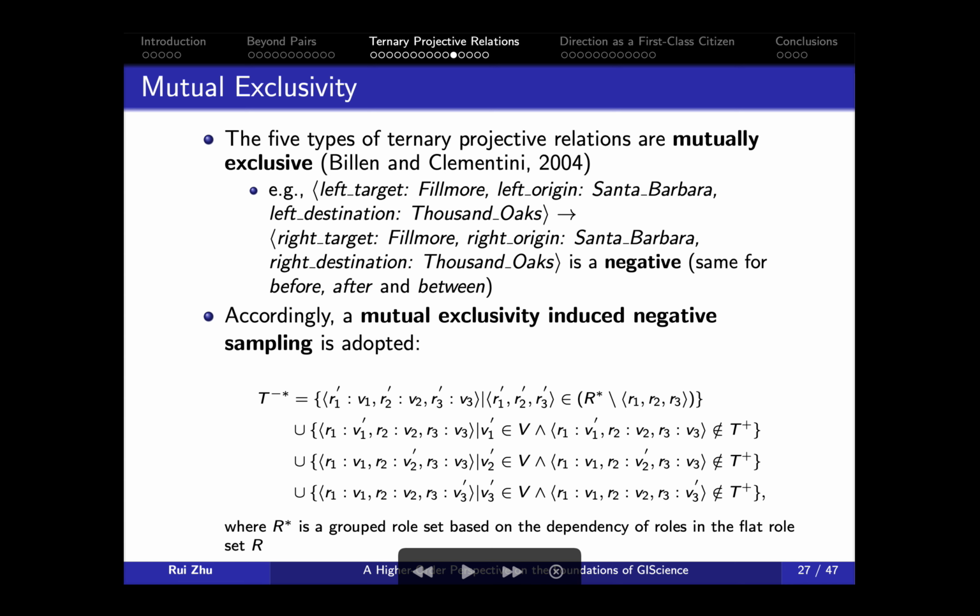Secondly, the five relations of ternary projective relations are also mutually exclusive. For instance, if we know Fillmore is on the left from Santa Barbara to Thousand Oaks, then a relation statement like Fillmore is on the right of Santa Barbara to Thousand Oaks becomes false. Based on this domain knowledge, we replaced the random negative sampling strategy with a mutual-exclusivity-induced one, which is shown in this formula here formally.